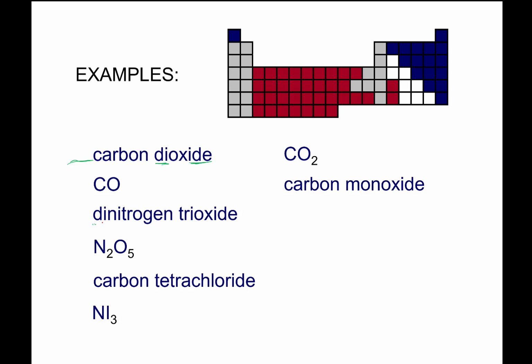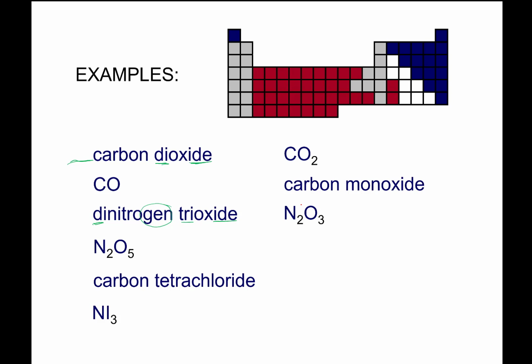Next one, dinitrogen. So that's 2 nitrogens. Notice we did not change the ending on the first word. Trioxide. So 2 nitrogens, 3 oxygens. And you also write them in this order. So nitrogen has to be before oxygen. Don't do it the other way around.